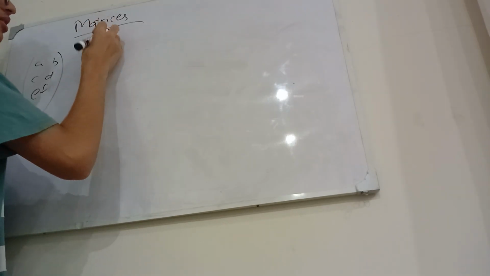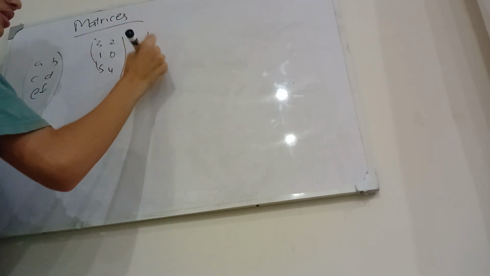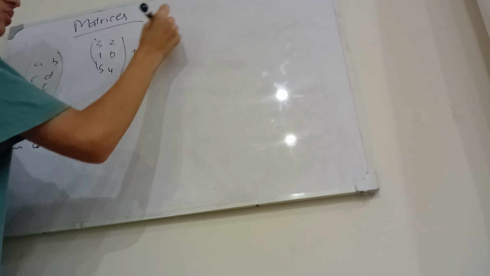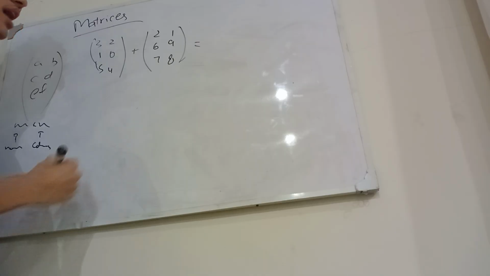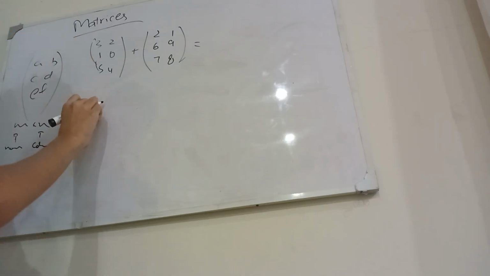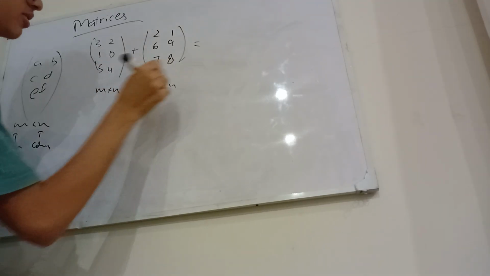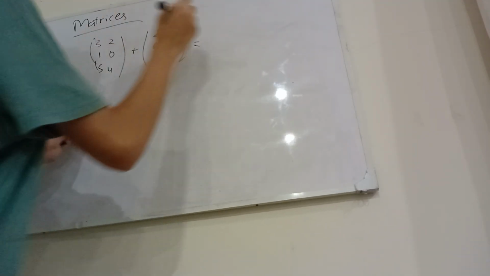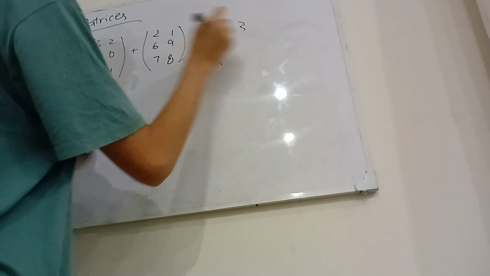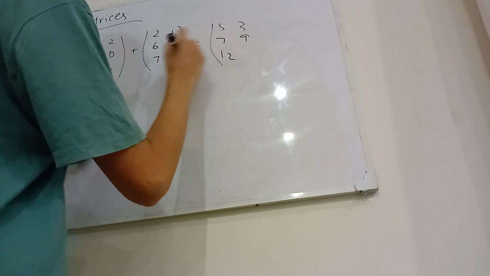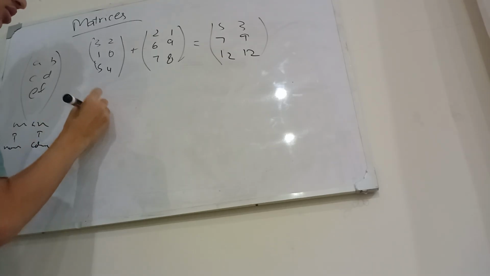We can just add them. Let's assume there is a matrix like this, and there's a matrix like this. We can add them if they have the same number of rows and the same number of columns. If this is an m by n matrix, this should also be an m by n matrix. And we just add them here: 5, 3, 7, 9, 12, 12. This is the addition.